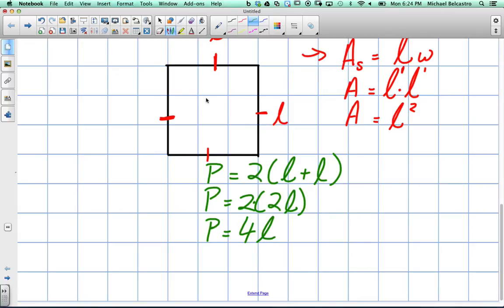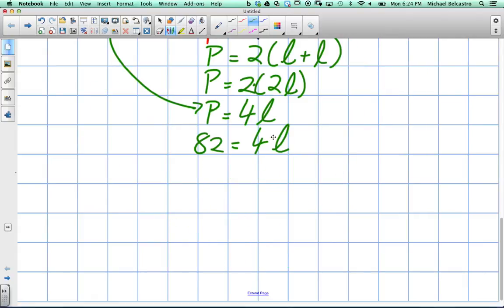And we know what P is. They told us we had 82 meters. Oops, there should be a 2 in there. There you go, 82 meters. So we're going to plug that in for our perimeter. So 82 equals 4L. So what's our length? Well, we isolate for L. When we bring the 4 over, it becomes division. So it's 82 divided by 4. So it's going to actually be 20.5. You can check with your calculator if you want.